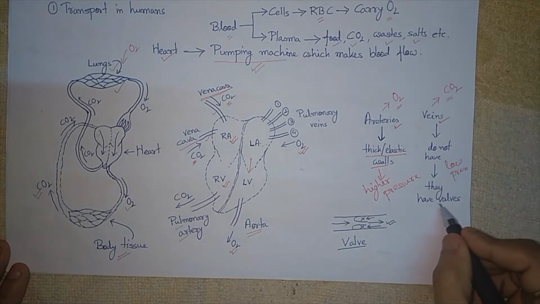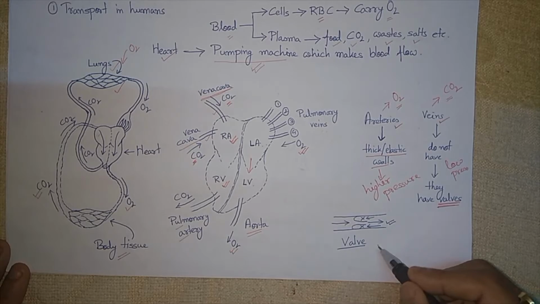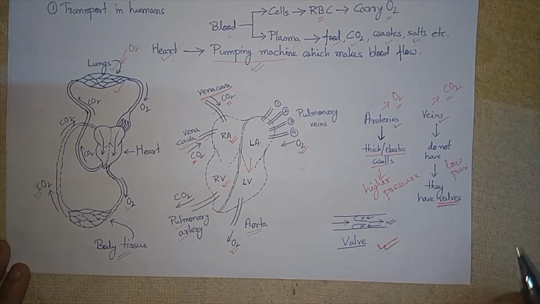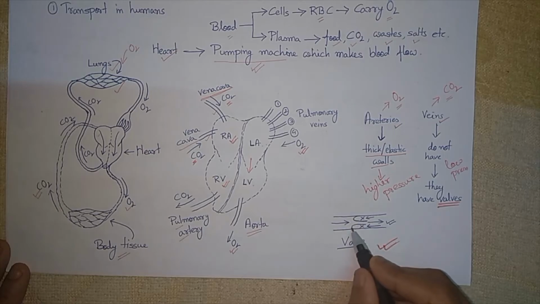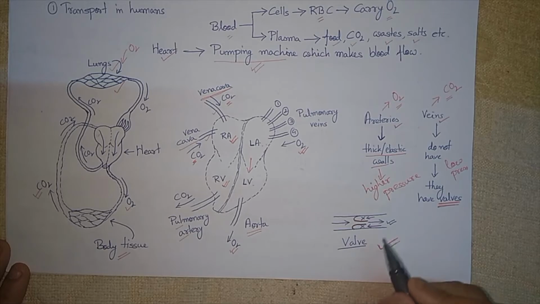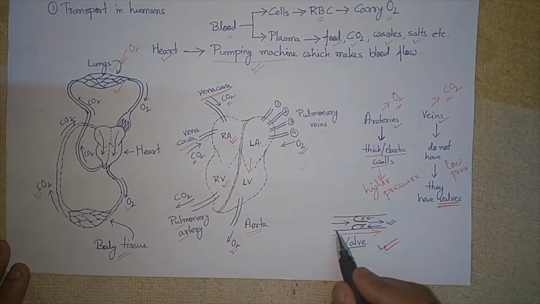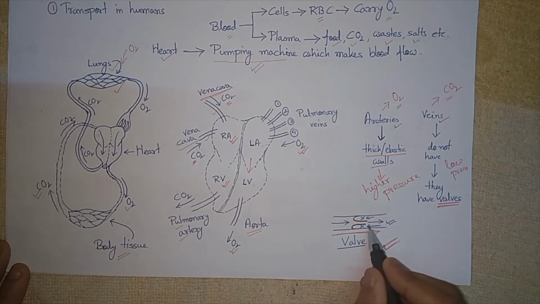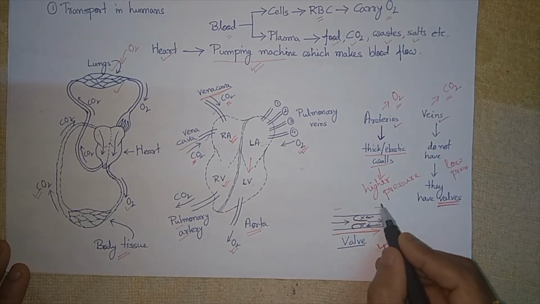Instead, they have valves. Now what is a valve? Here you can get the concept of a valve. A valve is a special design of a blood vessel which allows only one directional flow of the blood. So in this image, blood can flow in this direction but cannot flow in this direction. So it is allowing the blood to flow from here to here.